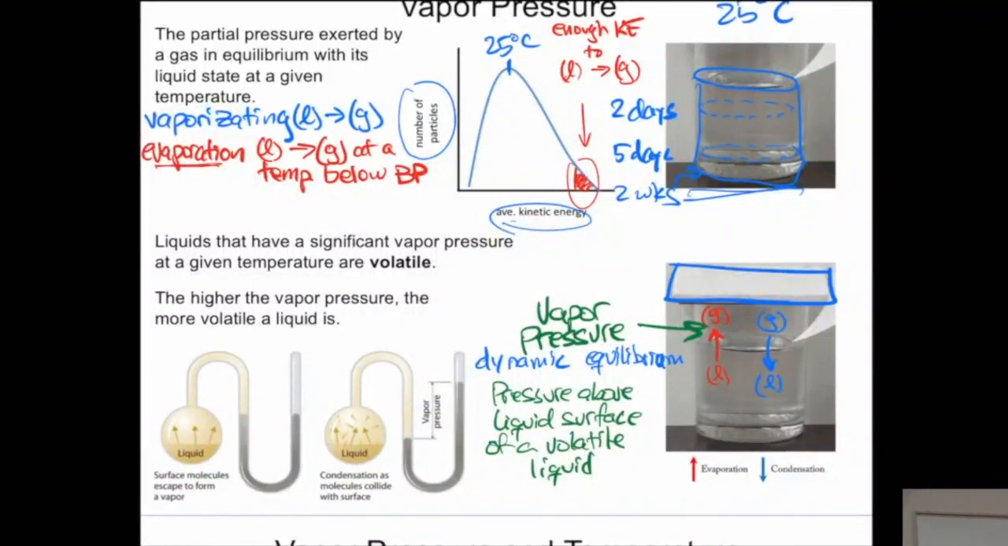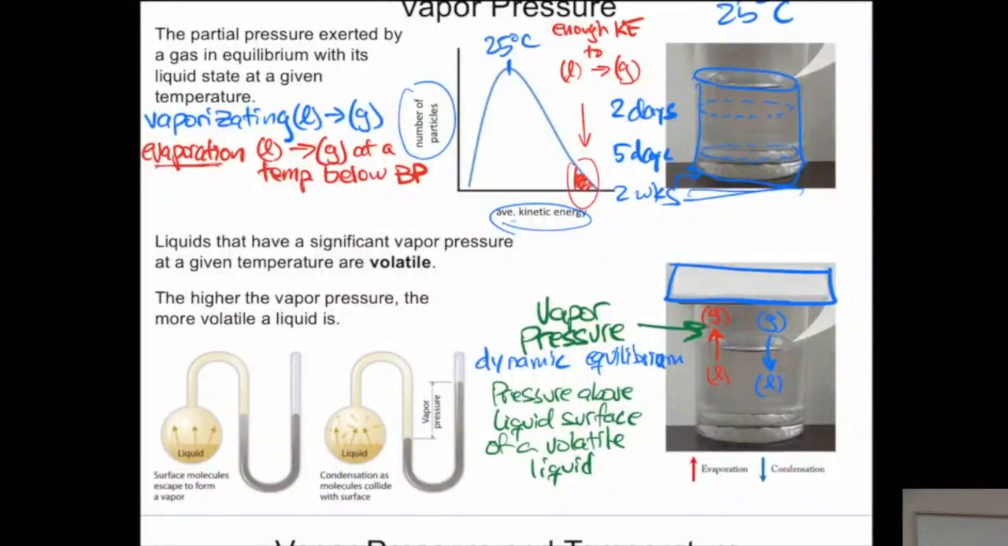So I walk away and come back in 2 days or 5 days or 2 weeks. As long as that's capped, the volume of liquid is staying the same. It's not evaporating. It's not vaporizing off and not coming back. So it looks static. It looks like it's not changing, but it's constantly changing. It's just changing in both directions. So we've established a dynamic equilibrium. It's dynamic because it's moving in both directions, but the net result is always the same.